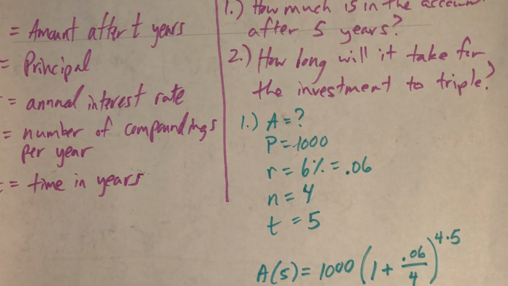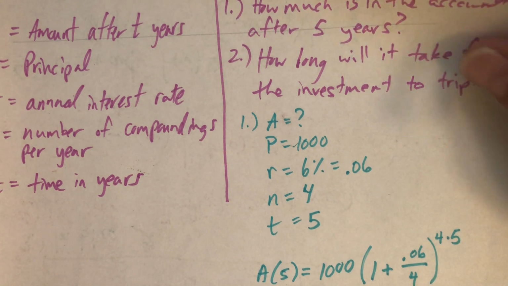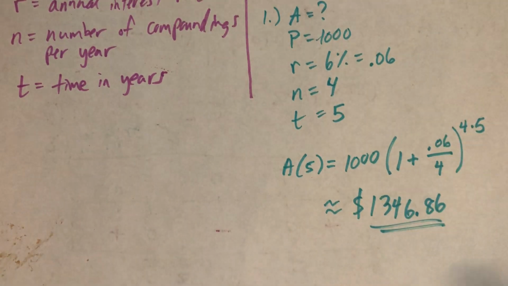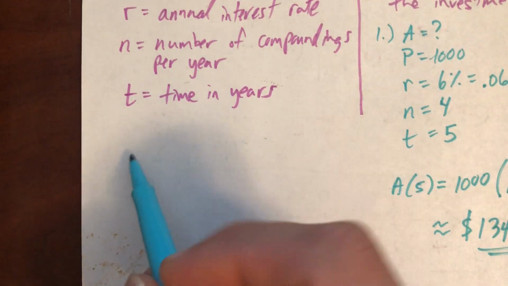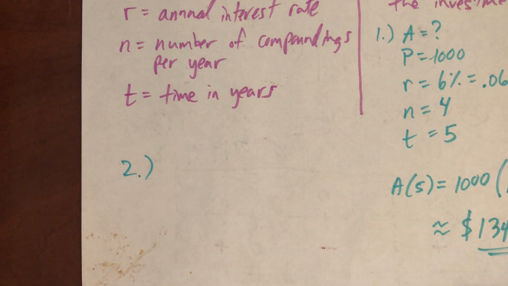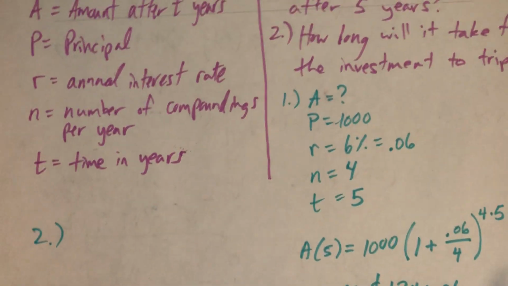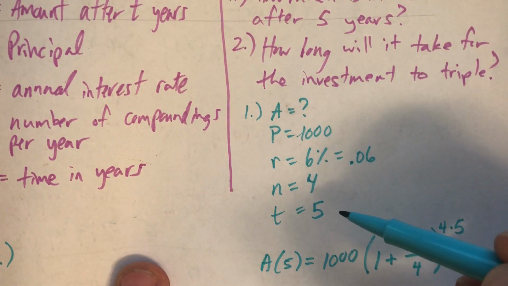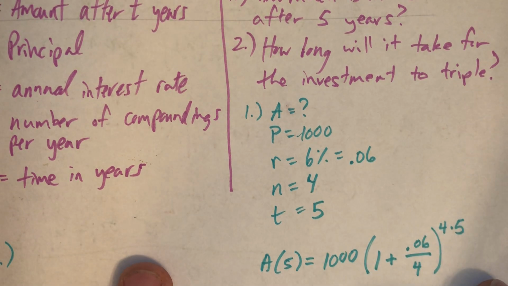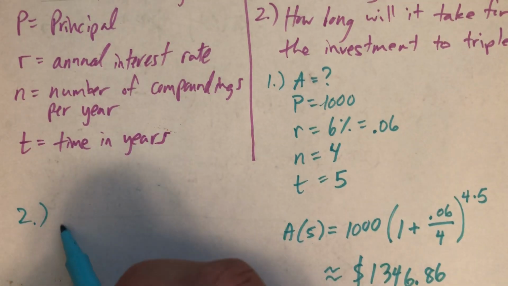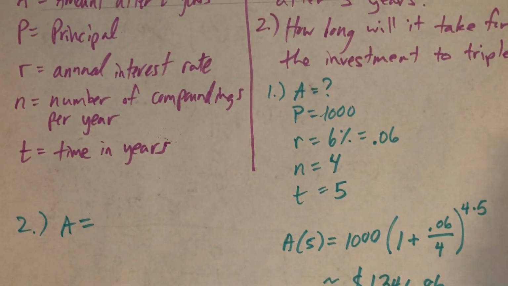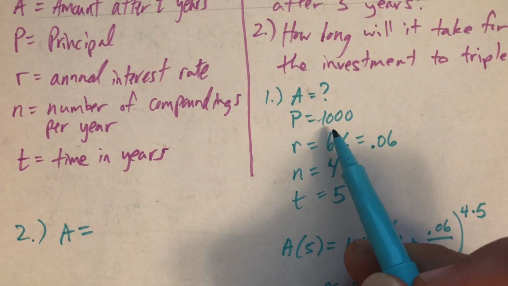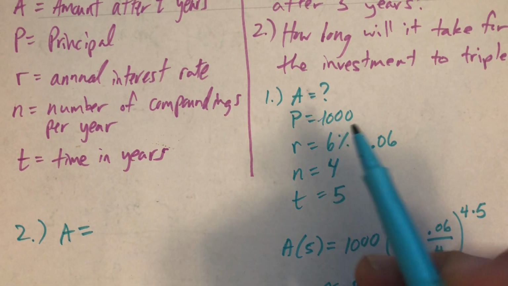So how long will it take our investment to triple? Well, this one's a little more difficult. Let's start this one out by maybe writing, because we're looking for a time now, right? If we're going to do the same thing we did here, we could, right? Our amount, how much would it be if our investment tripled? Well, we want to triple that, so that'd be 3,000, right?